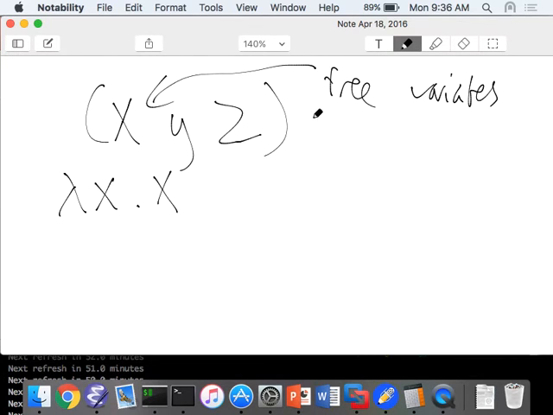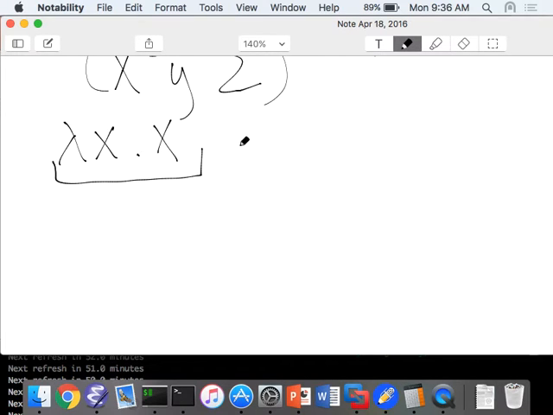And so the idea is, think about this expression, lambda x dot x. Is x a free variable? No, it's bound to this meta variable, exactly. But if we looked just at this part of the expression, is x a free variable here? Yes.